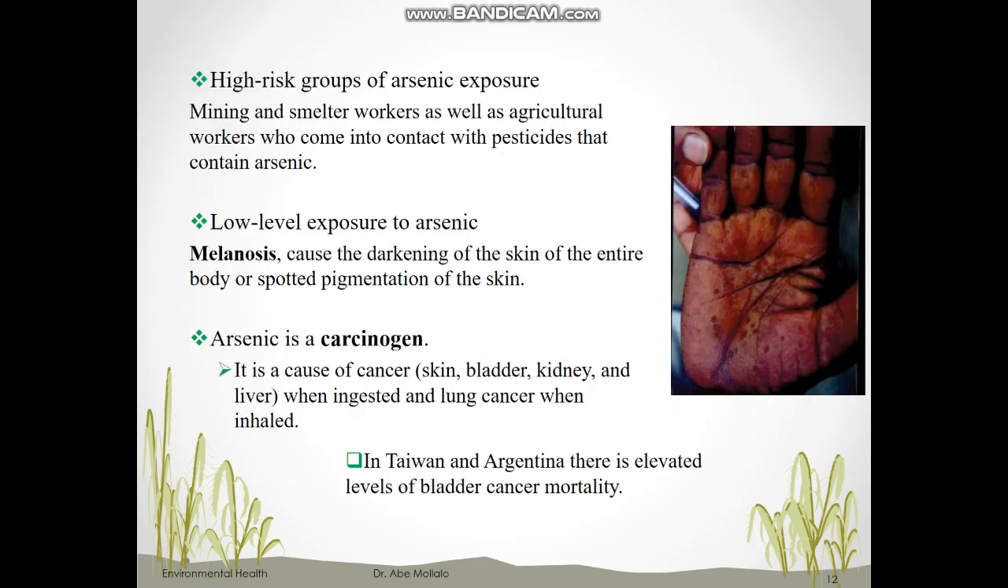The question here is, who is at higher risk of exposure to arsenic? Miners and smelters, because arsenic is frequently found in mineral ores. And also agricultural workers who come into contact with pesticides, because arsenic is also frequently found in some pesticides. And low-level exposure to arsenic is associated with melanosis, which is a dark pigmentation of the skin, spotted or for the entire body, like this picture.